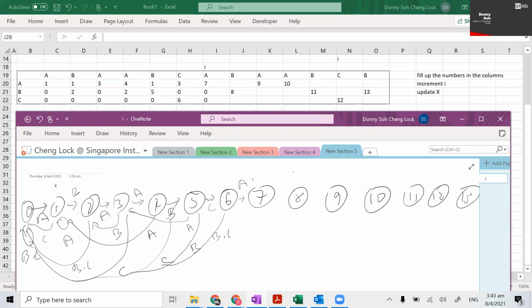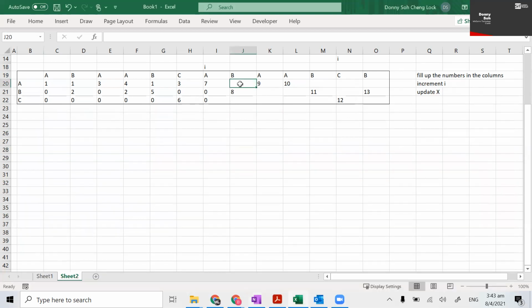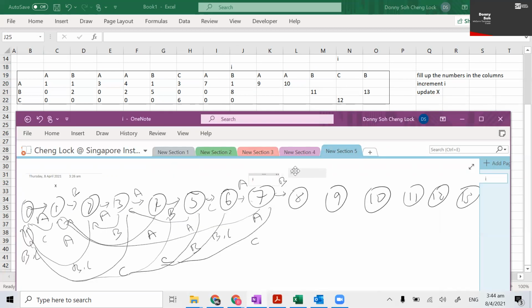So 7 to 8, this is B. What will happen to X if I were to see an A? If I were to see an A, it stays at state 1. If I were to see a C, it goes back to 0. So this will be state 1. This will be state 0. I increment my I. I is incremented by 1. And I update my X.